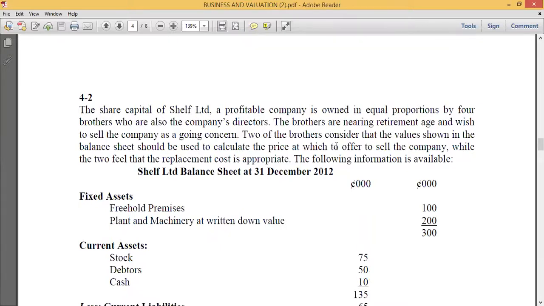They say two brothers consider that the value shown in the balance sheet should be used to calculate the price at which to offer to sell. We know what they are saying, right? The price at which they should sell the shares, or they should offer for the company. While the two feel that the replacement cost is appropriate.